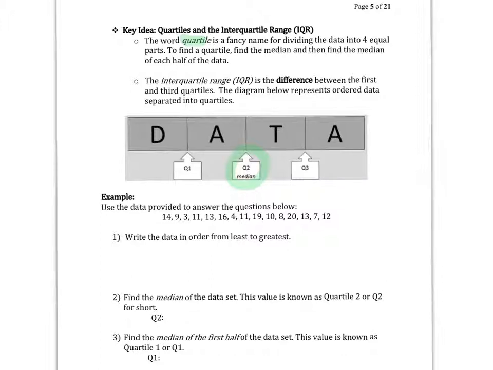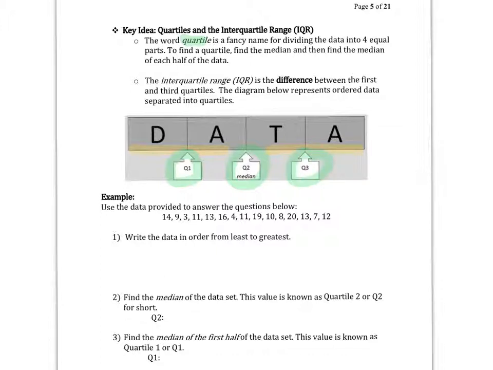So once we get that median, you can see that we have 2 halves of the data. We have the lower half and then the upper half. So if we take those 2 halves and we cut them in half again, this is where we get our first quartile and our third quartile.